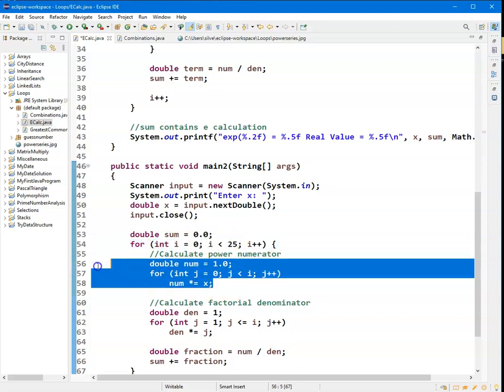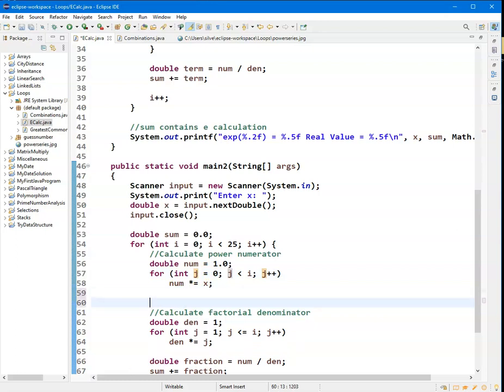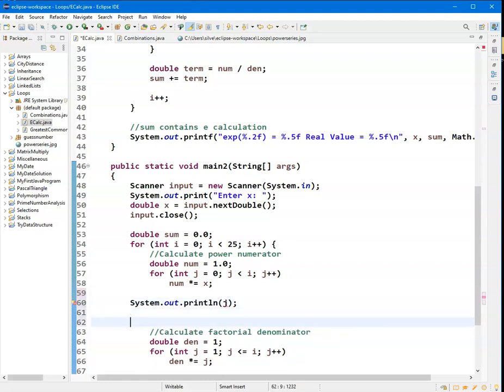I would like to calculate the numerator, so it's basically another for loop. Now here I have j defined. j is defined within the for loop. That's nice because that j is only used within the for loop. I cannot do something like this. I cannot say sys out j, because j is not available.